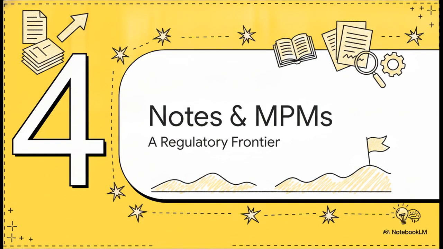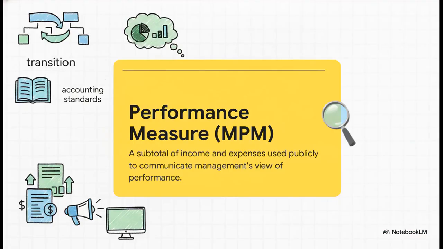Next up, Section 4. Notes, Disclosures, and MPMs. This is a big one. So pay close attention to this entirely new concept introduced in paragraph 117. What you previously and probably fondly called non-GAAP measures or alternative performance measures, think adjusted EBITDA or core operating profit, they are now formally defined by the standard as management-defined performance measures, or MPMs. Basically, if you use a subtotal of income and expenses in your press releases or investor decks to communicate management's view of performance, congratulations, it is now officially an MPM.